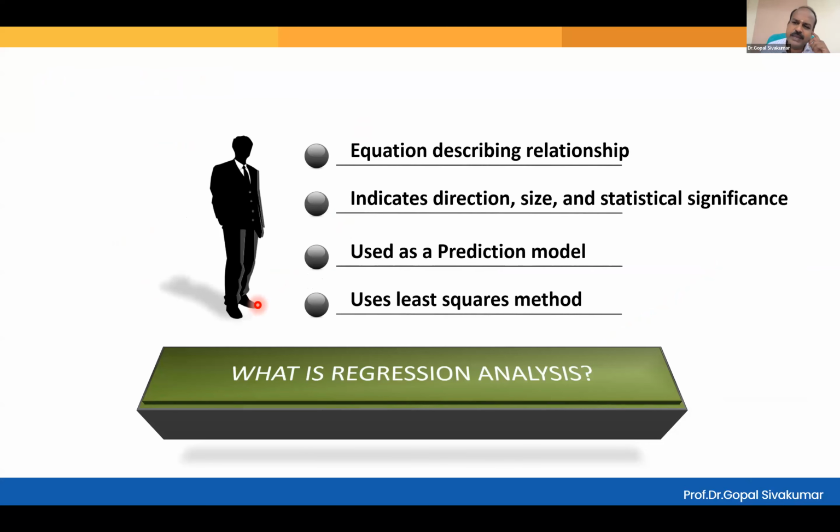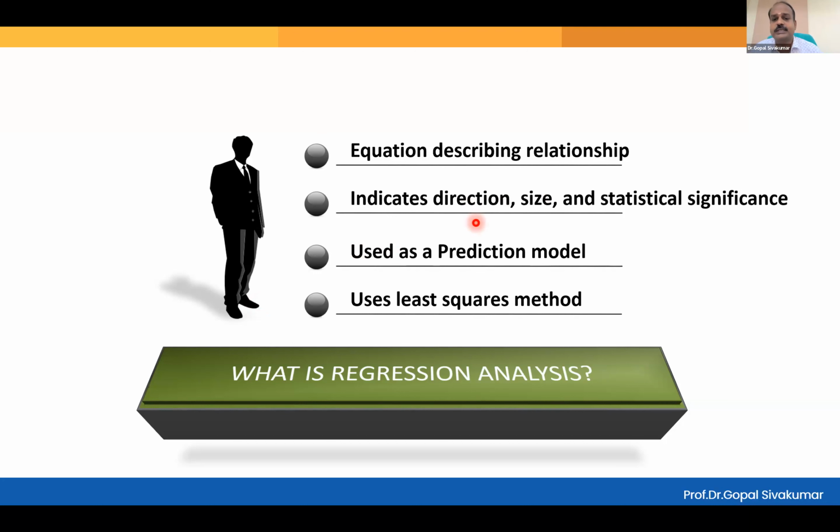Now, I want to create a mathematical model of my data. What is the mathematical model I should go for? In the scatter diagram, I understood that the relationship is linear. Am I correct or not? So I will go for a linear relationship, and then I will frame a mathematical equation. The mathematical equation describing the relationship between X and Y is known as regression equation. Regression can indicate direction of relationship, can indicate size of the relationship, can indicate statistical significance because it will give you a p-value, and regression can be used as a prediction model.